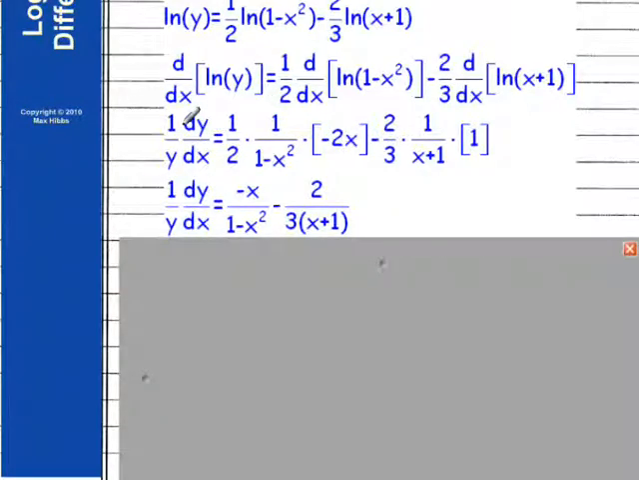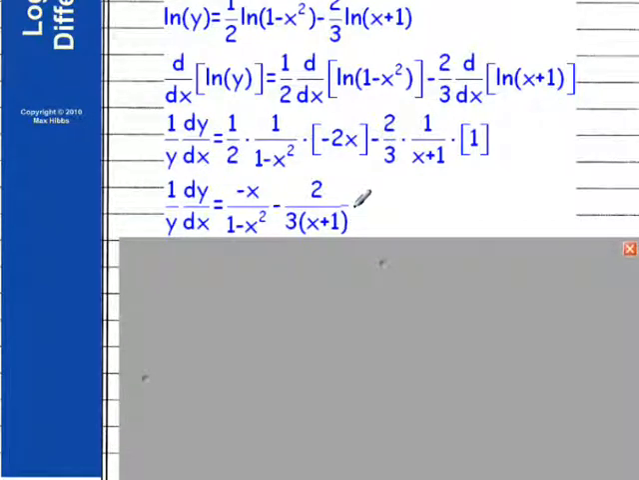We still have the left side, which is 1 over y dy dx. Now on this right side, notice that we have this 1/2 times a negative 2x, which will leave negative x in the numerator and 1 minus x squared in the denominator. So when we multiply all of this together, it simplifies to this fraction. And over here, of course, we have this 1, which doesn't bother us. We have the 2 times 1 in the numerator and 3 times the x plus 1 in the denominator. So there is our right side simplified.